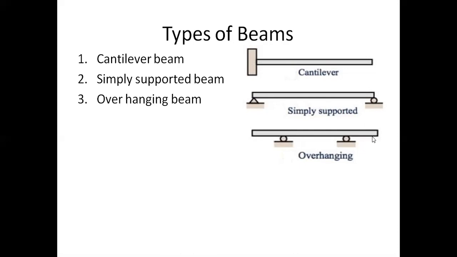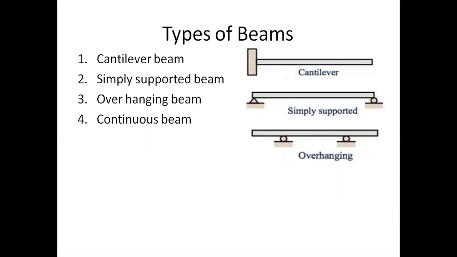The overhanging beam does not necessarily have both sides overhanging. One side may be supported and the other side overhanging, or the other way around, or both sides may be overhanging. Anyway, it will be called overhanging, whether it is a single side or both the sides. That means the beam should run beyond the support. Then it is called overhanging beam.